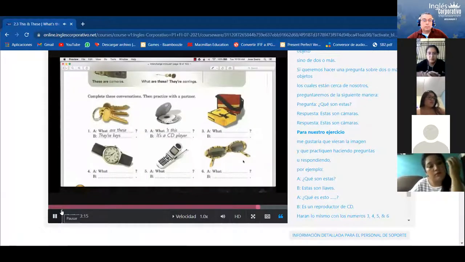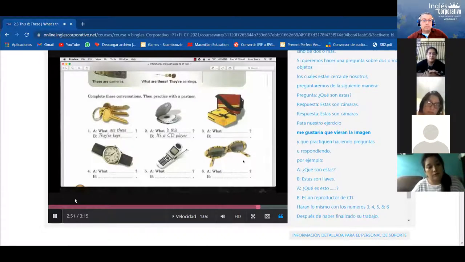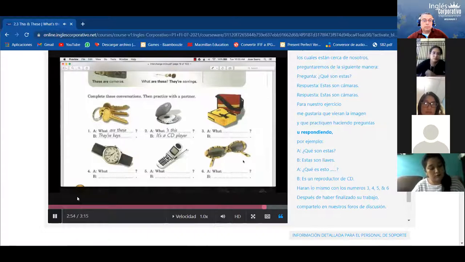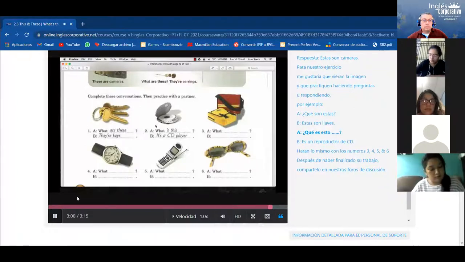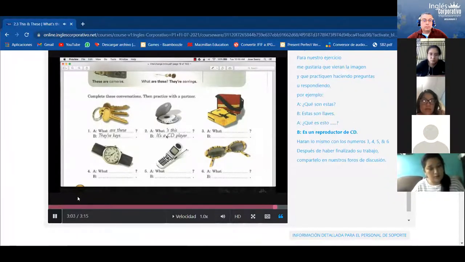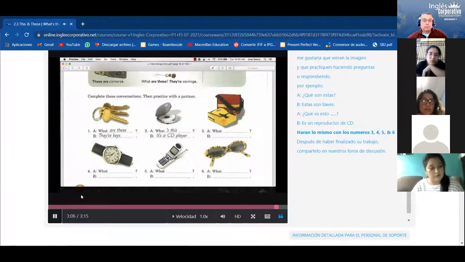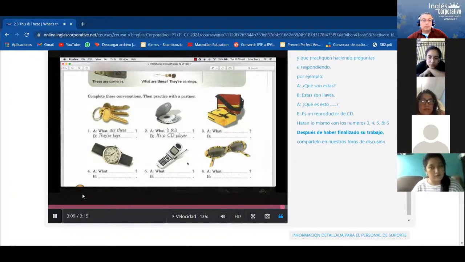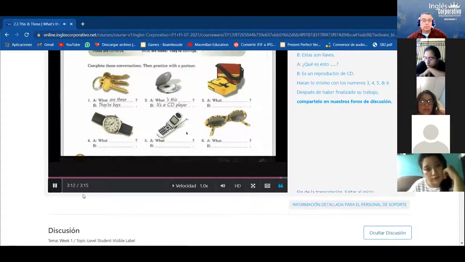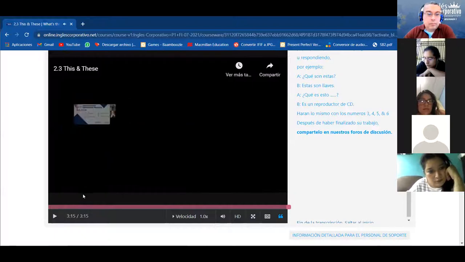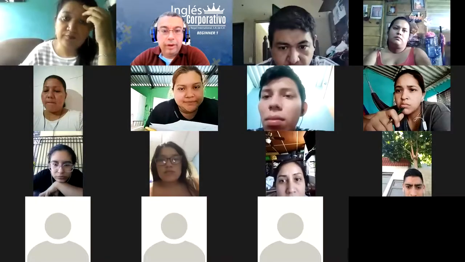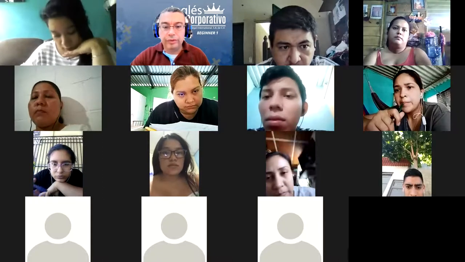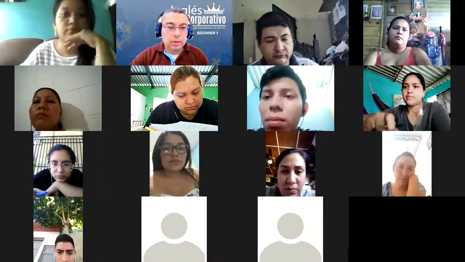For our practice exercise, I would like for you to look at the image and practice making questions and answers. For example, what are these? They're keys. What's this? It's a CD player. You're going to do the same with numbers 3, 4, 5, and 6. After you complete your work, you should share it in our discussion forums. Okay. Now, that was for the discussion, right? But for in class, we are going to do a small activity. Let's see.